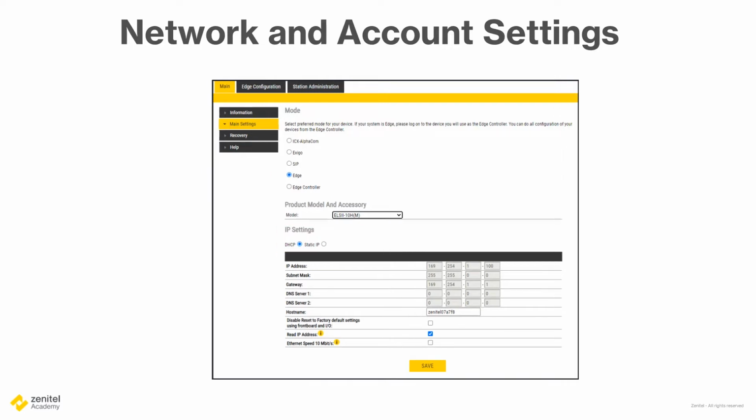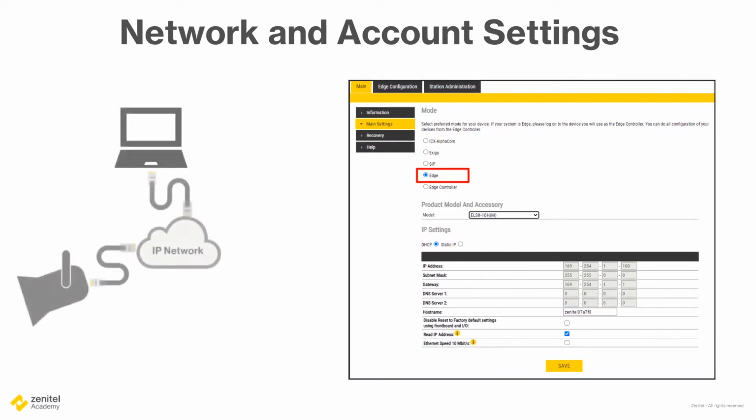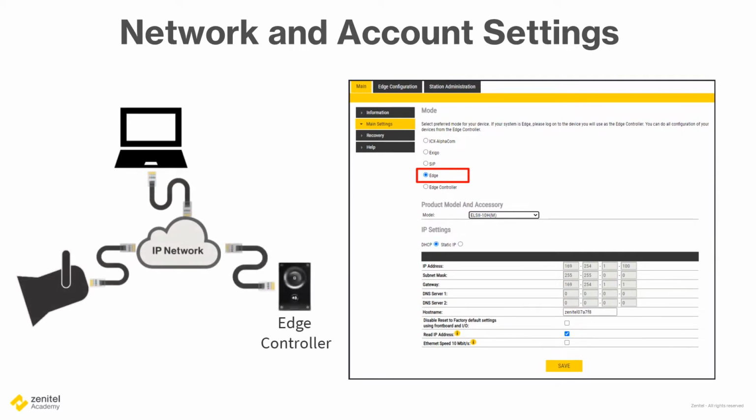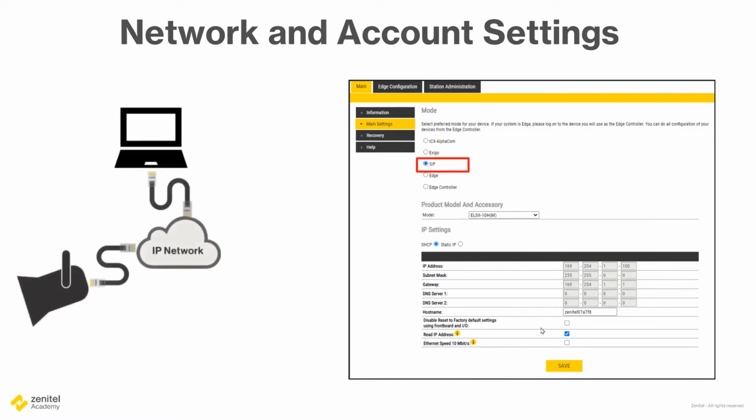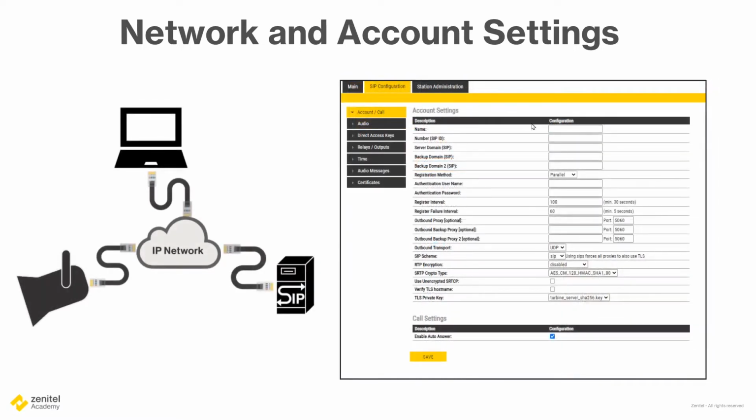If the IP speaker is used in Edge mode, the speaker will automatically be discovered by the Edge controller, and the IP settings and account settings are managed from the Edge controller. When used in SIP mode, you need to create an account. Go to SIP configuration, account, and as a minimum enter a name, the SIP ID, and the IP address of the SIP server. Authentication username is also required, which often is the same as the SIP ID.